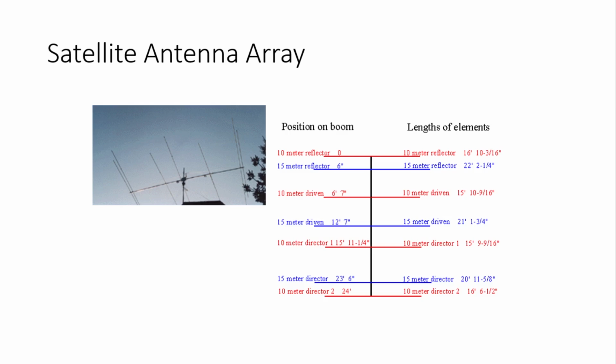Satellite antenna array. These satellite antenna arrays are used at different locations to catch the signals and pass them on to various applications, depending upon their position. See here, the antenna array has different positions, which means their lengths are also different. One has a 10 meter reflector, the second has a 15 meter reflector, again 10 meter, 15 meter, 10 meter, 15 meter, 10 meter, 15 meter. In this way, the small and long arrays are placed alternately.